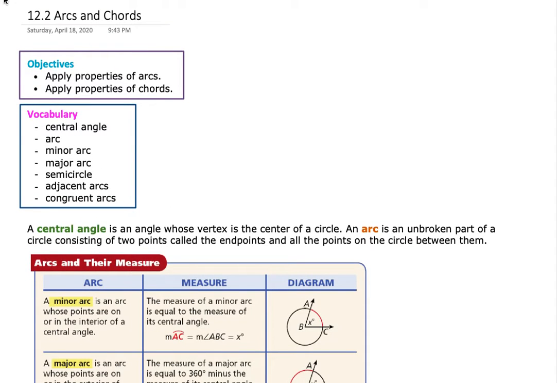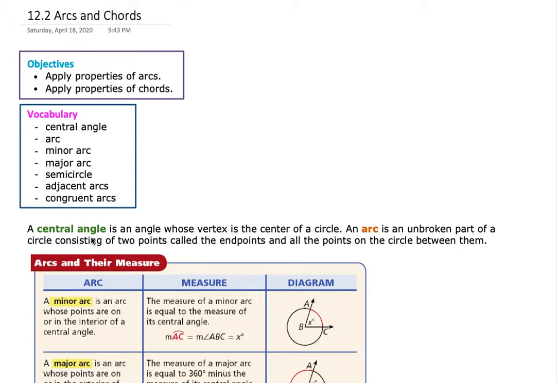Hi Geometry, we are doing 12.2 arcs and chords and we're going to learn about properties of arcs and chords. Our vocab is central angle, arc, minor arc, major arc, semicircle, adjacent arcs, and congruent arcs.